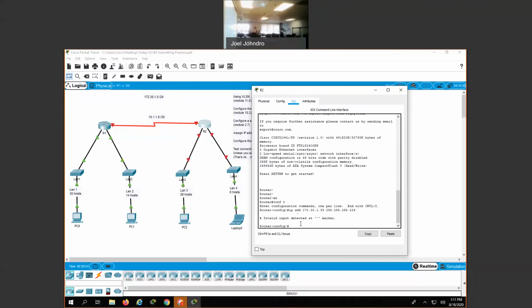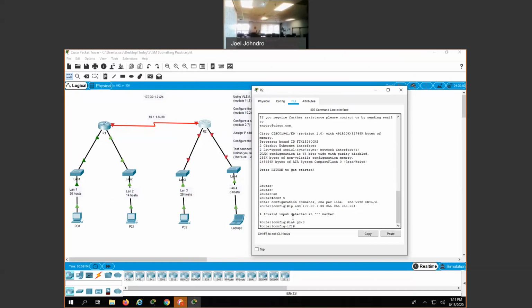Yep. And it would help if I went into interface mode. This is on gigabit 0/0. No, it's not labeled, but trust me, that's where it is.